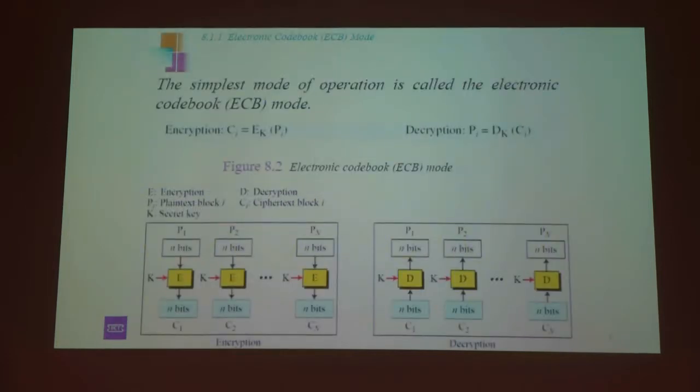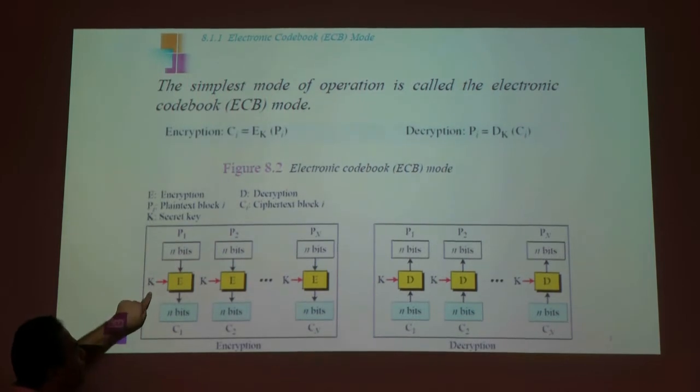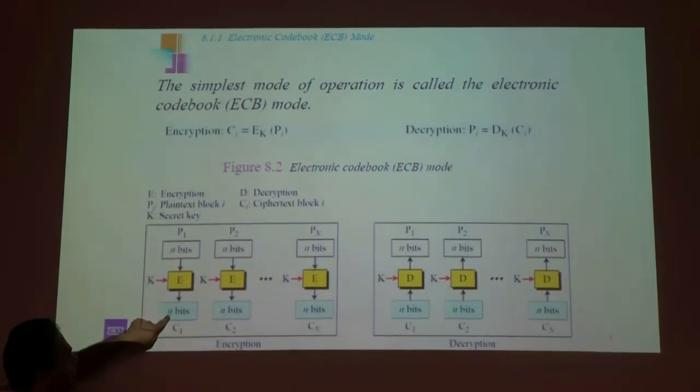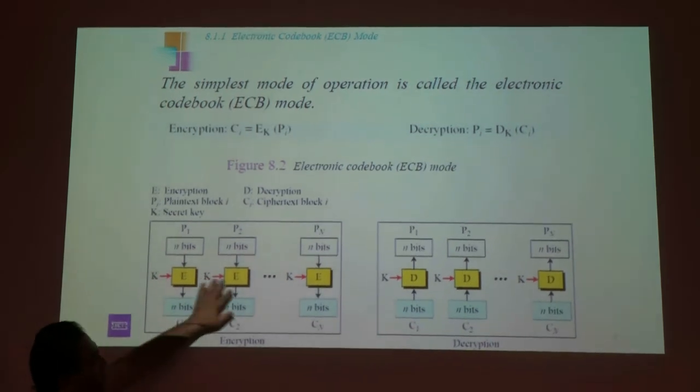So the simplest mode of operation is called the electronic code book, ECB. Take a look at the figure down there. In here, what you have is plain text, which is n bits. You have the key, encryption, n bits. You have cipher 1. You keep repeating the process.